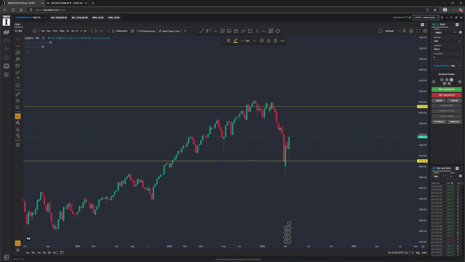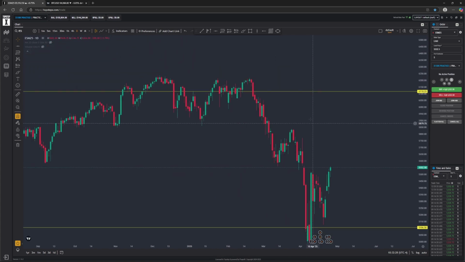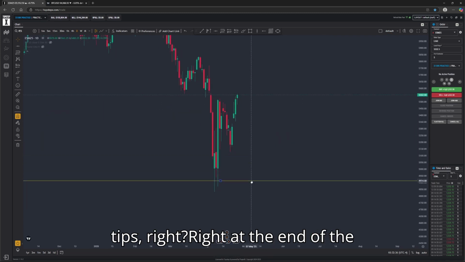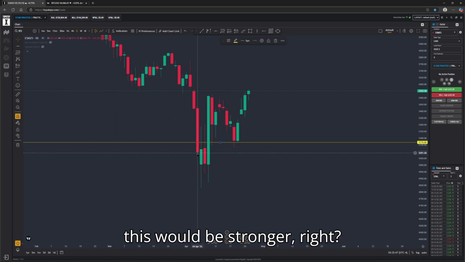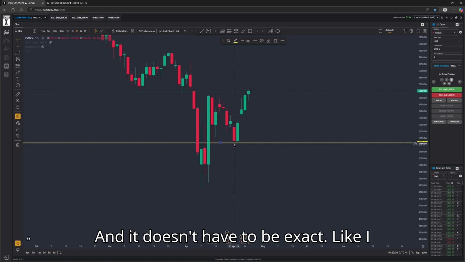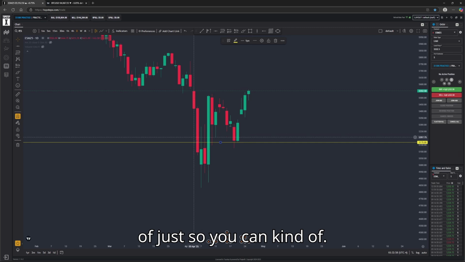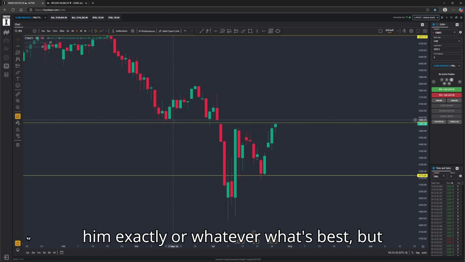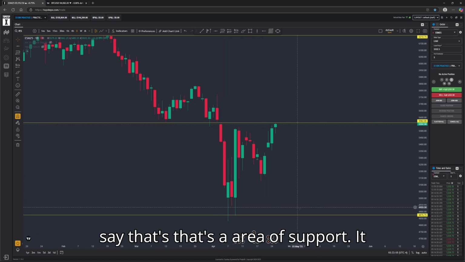If you go on the lower time frames, you can see these levels are way too far. You can put it right at the end of the tips. I've noticed that this would be stronger. It doesn't have to be exact, like I said. Just place it wherever, you'll get used to it. Just have a general idea so you can see what support and resistance is. I'm not going to show you exactly where to place them or what's best, just for example purposes. So say that's an area of support.